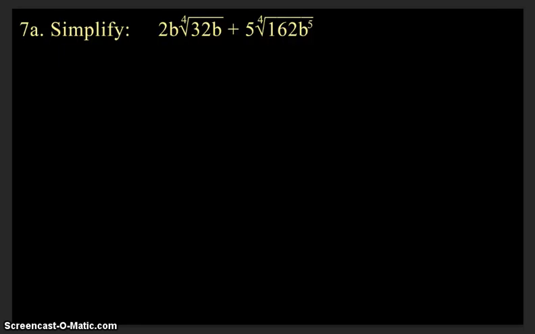Okay, so example 7a, simplify 2b times 4th root of 32b plus 5 times 4th root of 162b raised to the 5th power. Okay, so kung mapapansin natin, malaki yung indices natin dito sa 4th root. And then, meron din tayong malalaking numbers dito sa loob ng radical symbol. Tapos meron pa tayong variable.